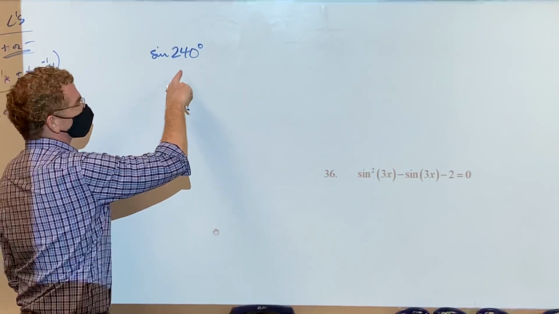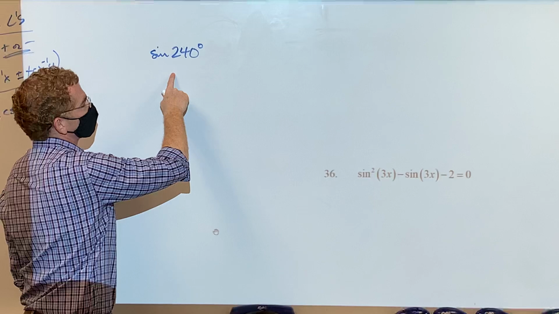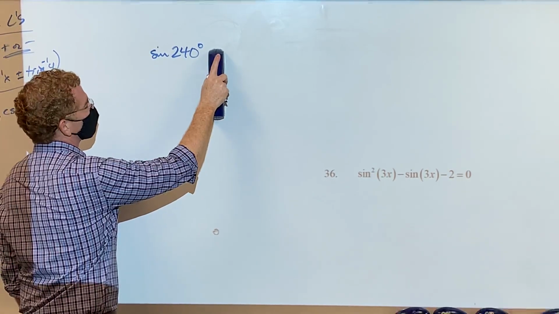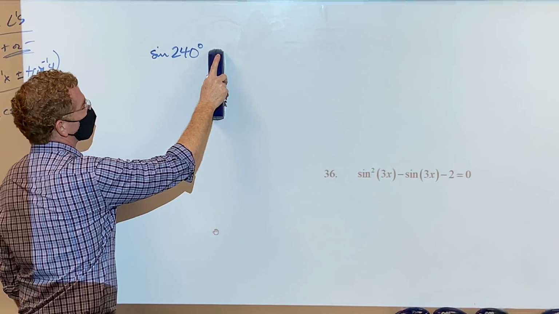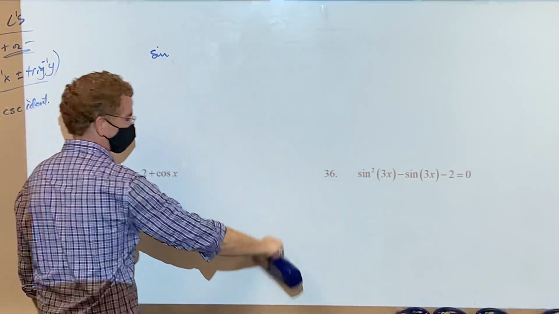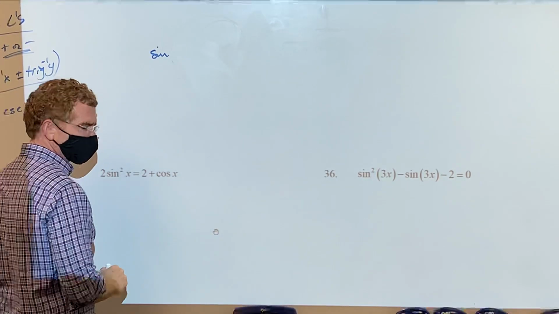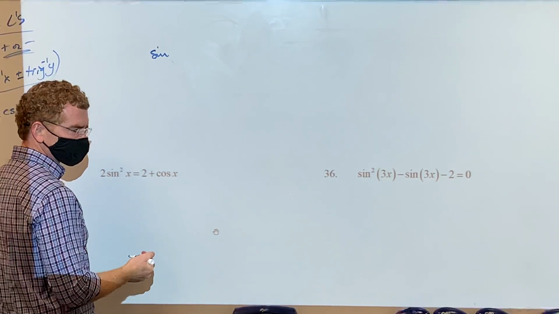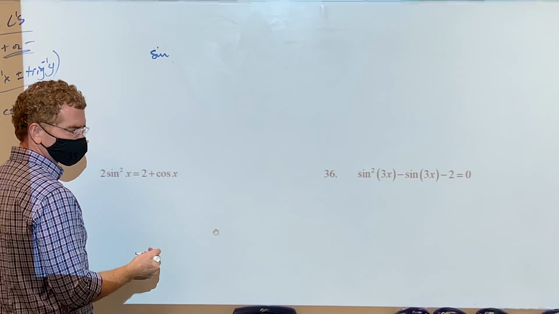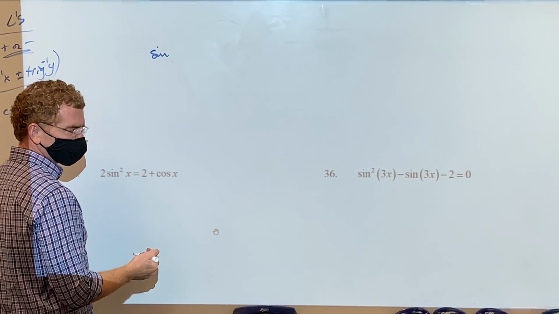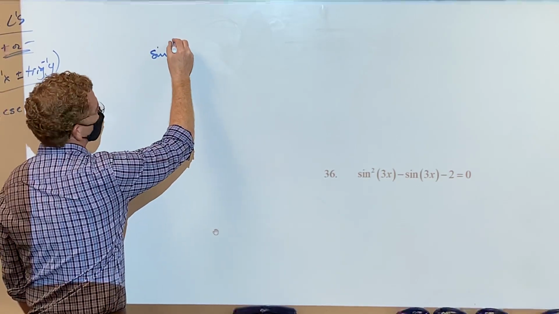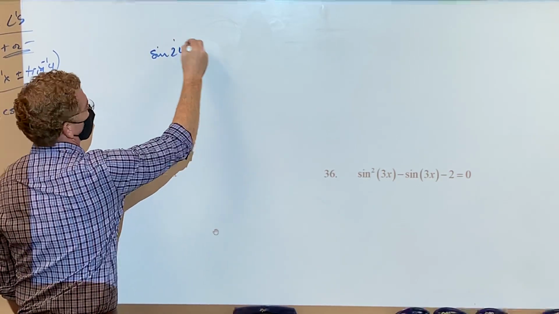Isn't it true? Oh, wait a minute, no. How about, why can't I come up with a good example? We'll just use it. Sine of 240. We'll go with it. Okay.